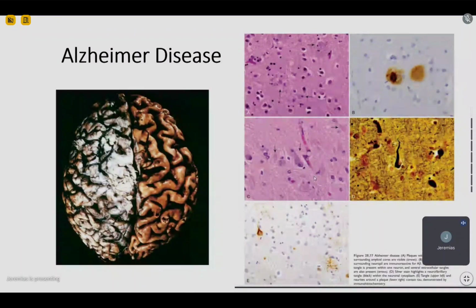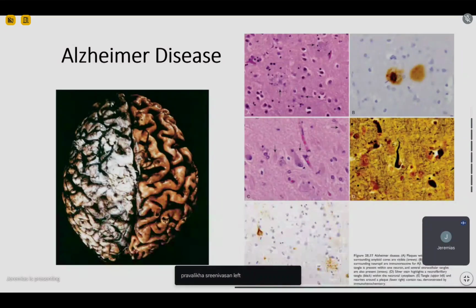So grossly, the brain shows variable cortical atrophy. These are the parts that have atrophied. Because of this atrophy, these are marked by gyral narrowing and sulcal widening. So the gyri narrow, and the sulci tend to widen.